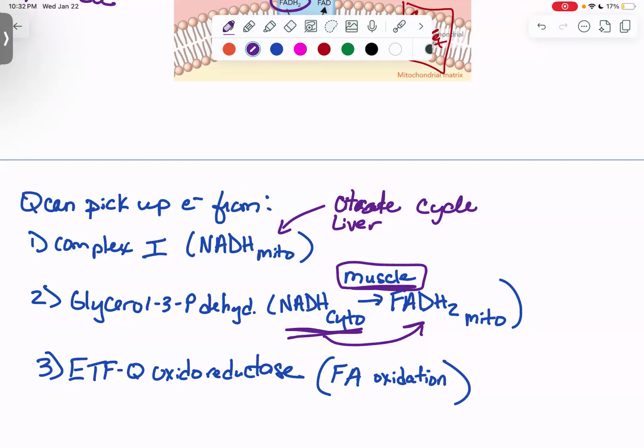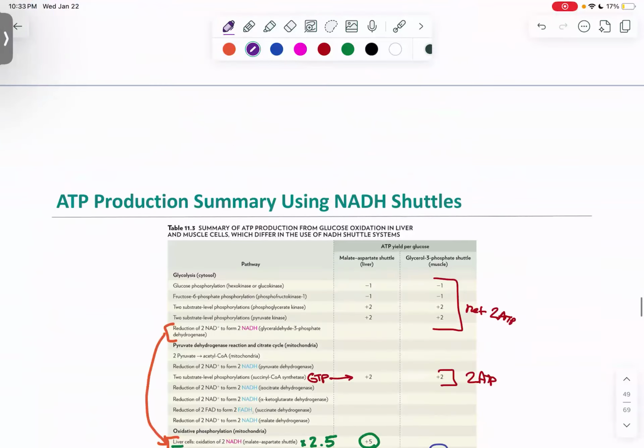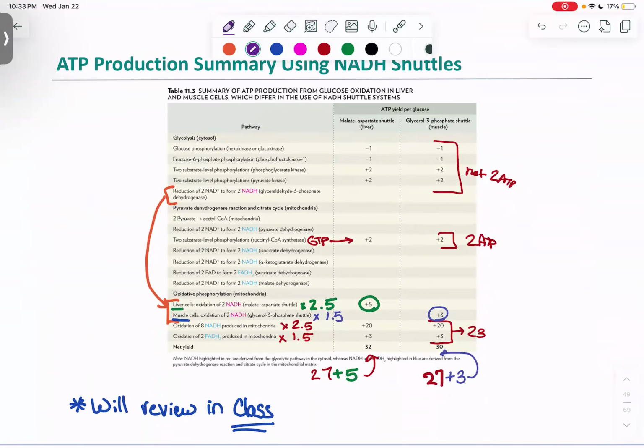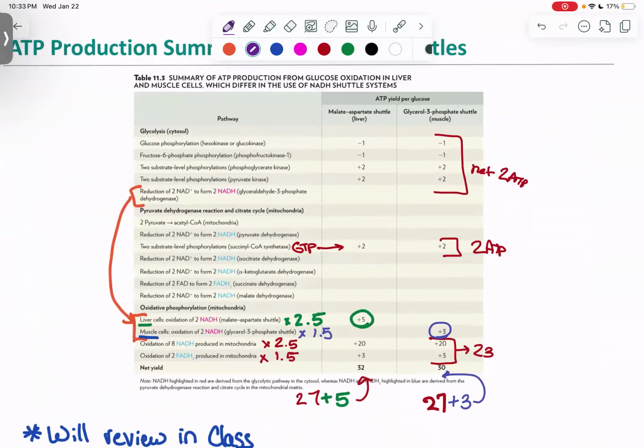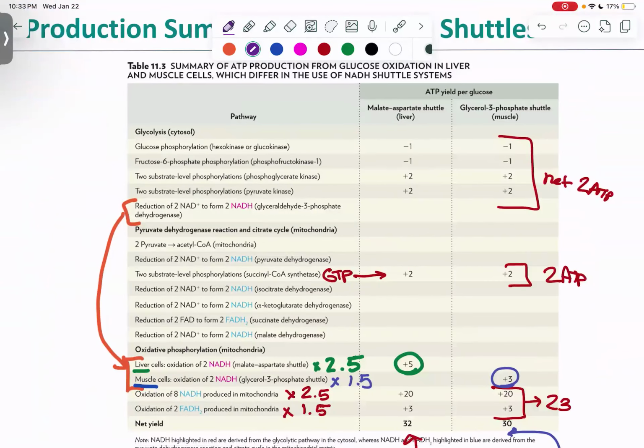And the third one that we haven't talked about yet, but we will when we get to fatty acids, is the ETF-Q oxidoreductase. And that's just all about fatty acids. So you just kind of have to know that one, and then we're going to talk about it later. But you have to know it's there and it works, because that's going to be really important later. Okay. So let's look at a breakdown here. This is really nice. And we're going to review this again in class when we have some time to work through it together.